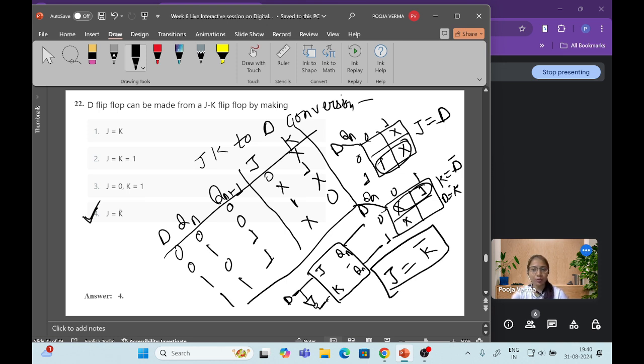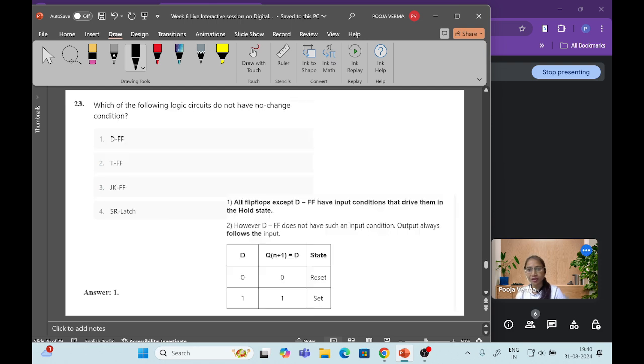Okay, I hope all of you are getting it. If you have any confusion or doubt, you can ask. Otherwise, we can move to the next question. Next question is: which of the following logic circuits doesn't have a no change condition? Option 1 is D flip-flop, option 2 is T flip-flop, option 3 is JK flip-flop, and option 4 is SR flip-flop.